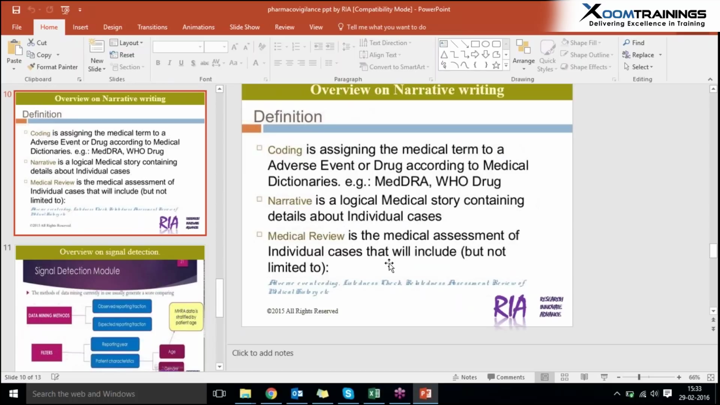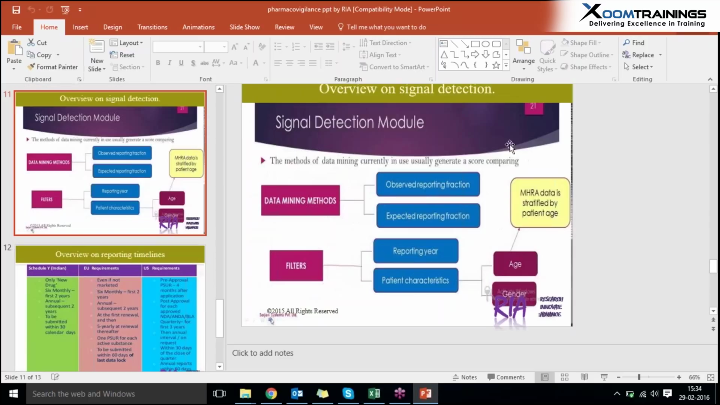So let me discuss coding. How are you going to do it? Coding is assigning the medical term to the adverse event. So you are giving one particular code, maybe like A764. Some adverse event is happening, and for that adverse event you are going to code it, by using the MedDRA dictionary or WHO Drug. There is also one more dictionary. A narrative is a logical medical story containing details about the series of things that happen for a single patient.